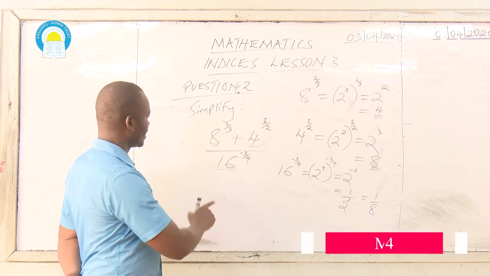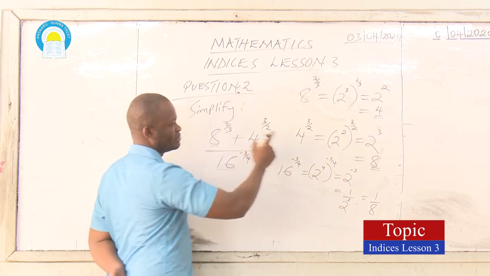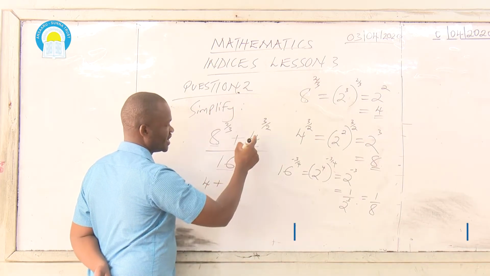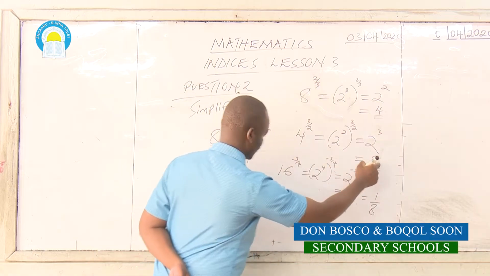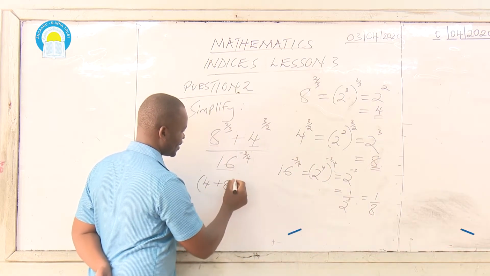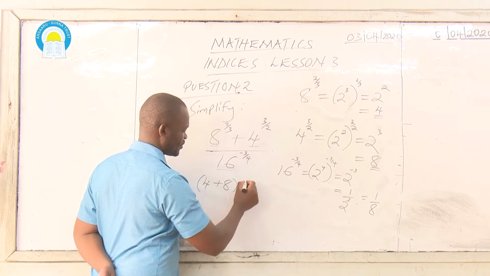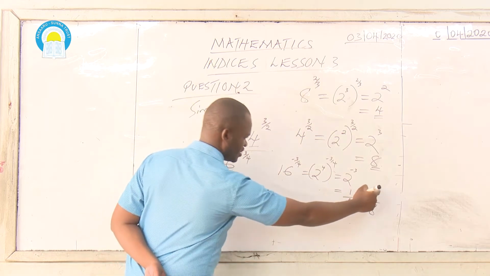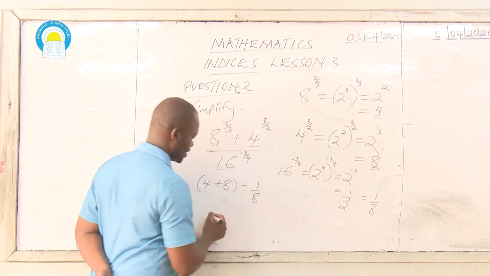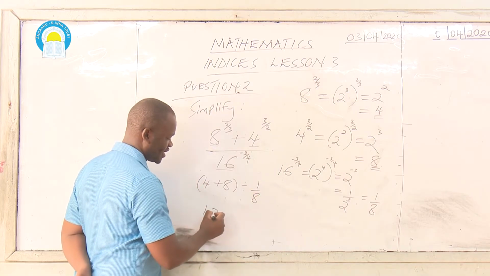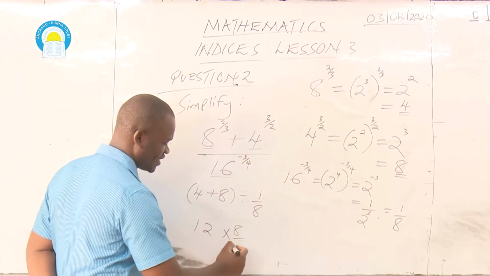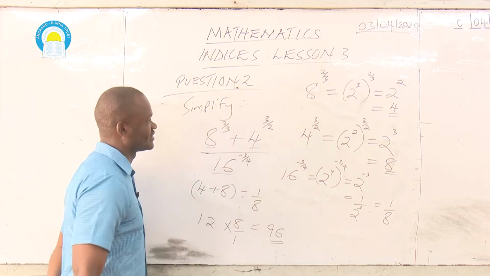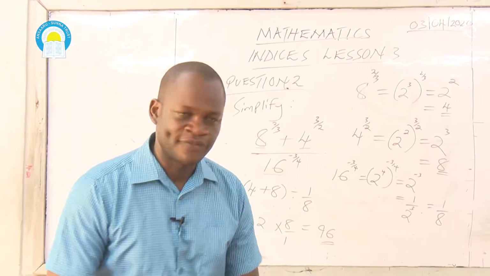In the end, you have 1 over 8. Then now you combine. So this one here, the numerical value of that is 4. So you have 4 plus the numerical value of this, which is 8. And then this line means there is division. Then the outcome of this is 1 over 8. So we continue. This gives you 12 times the reciprocal of that. What do you end up with? You end up with 96 as the eventual value of that.